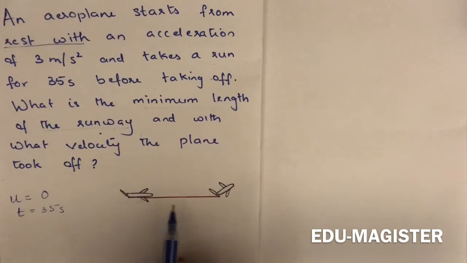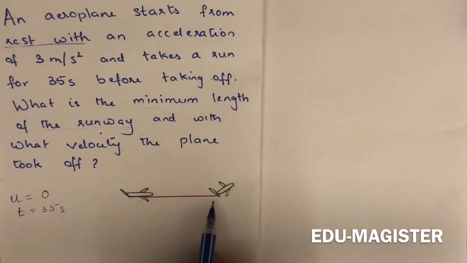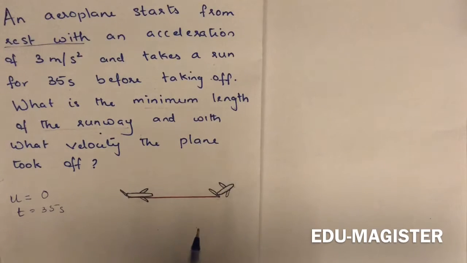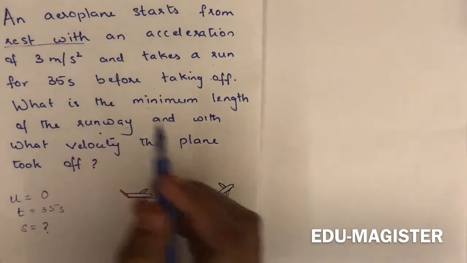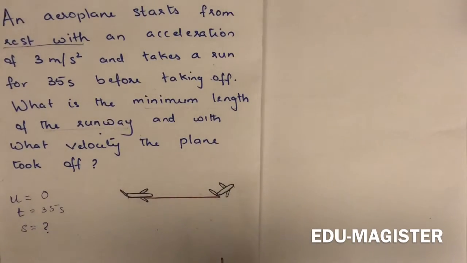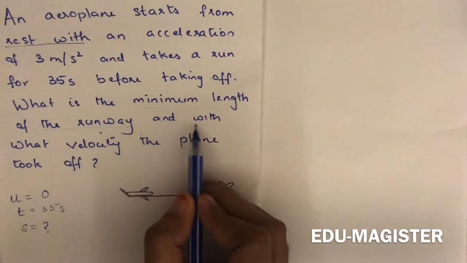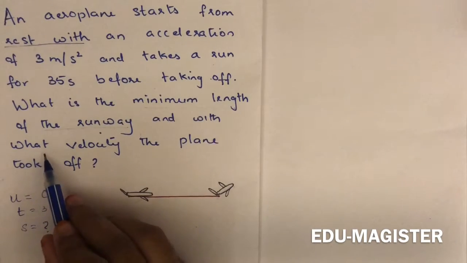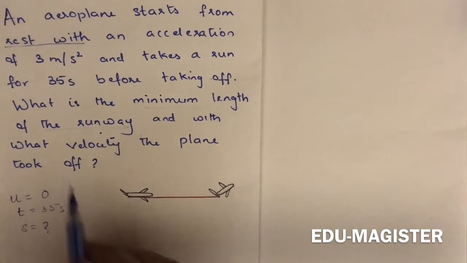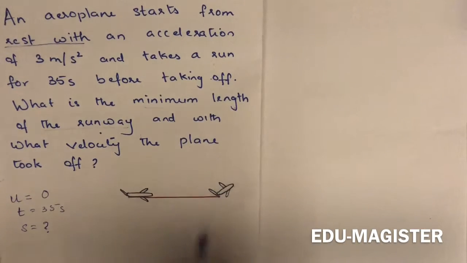What is the distance covered by the aeroplane? If we find that, that will be the minimum length of the runway. The runway should have at least that much length. Only then can the aeroplane move on that runway, right? So they are asking for s, the distance the aeroplane has moved. And then next they are asking the velocity with which the plane took off. That means that is v, the final velocity.